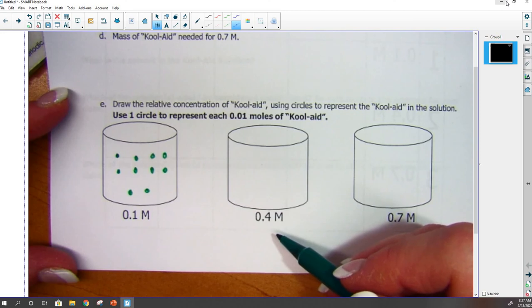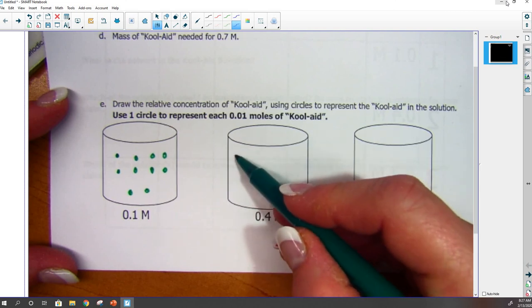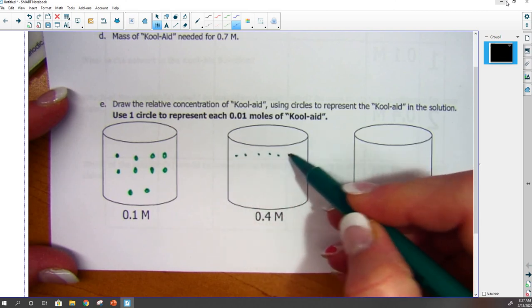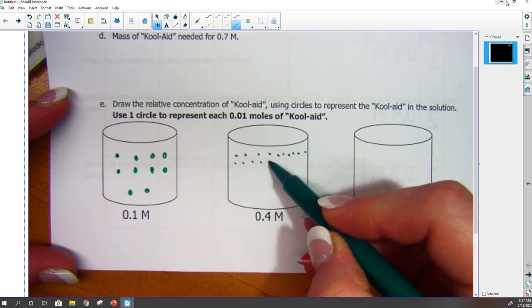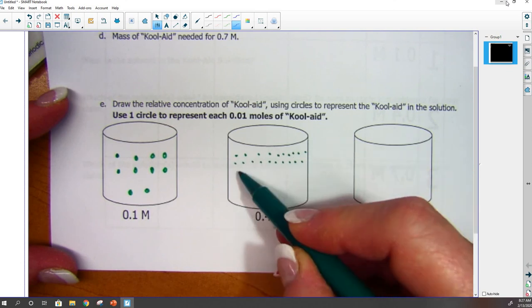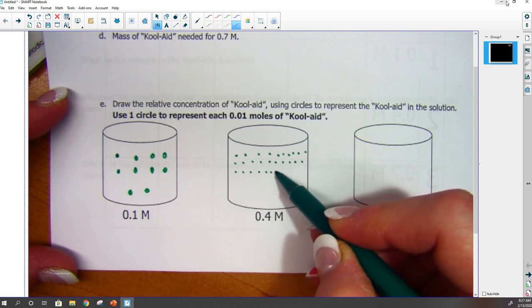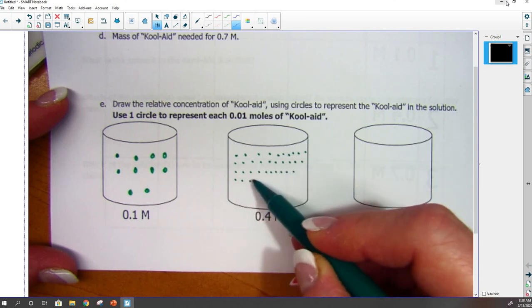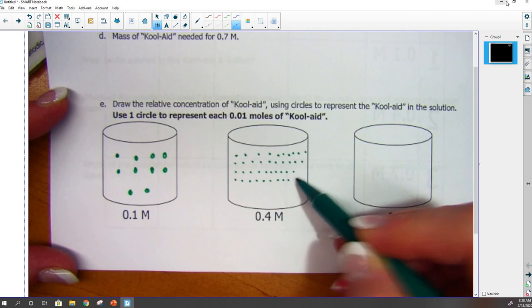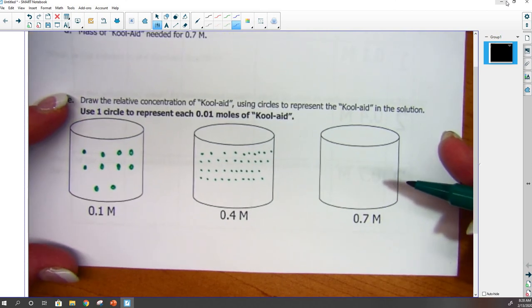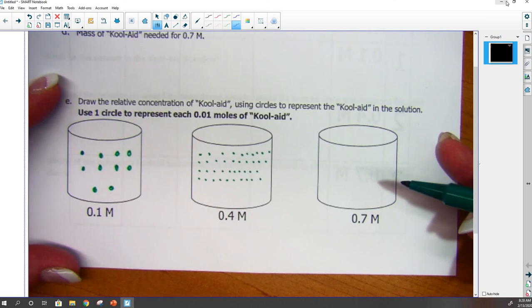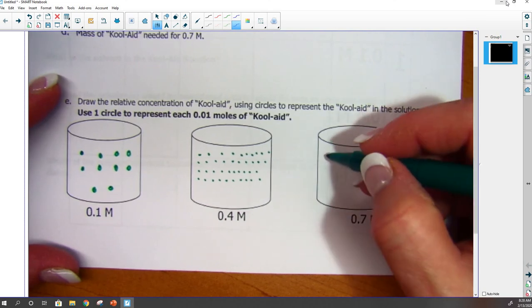Brayden, what do you think? How many would I have on the next one? 40. 40, good. So what about the next one? Anybody have a guess? 70. So we're going to do that.